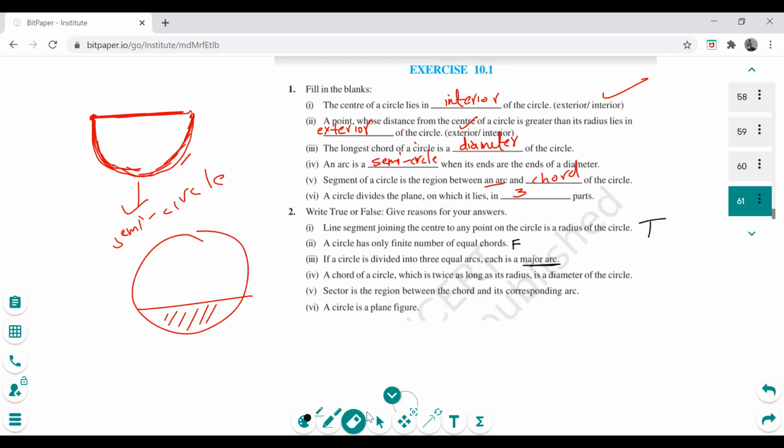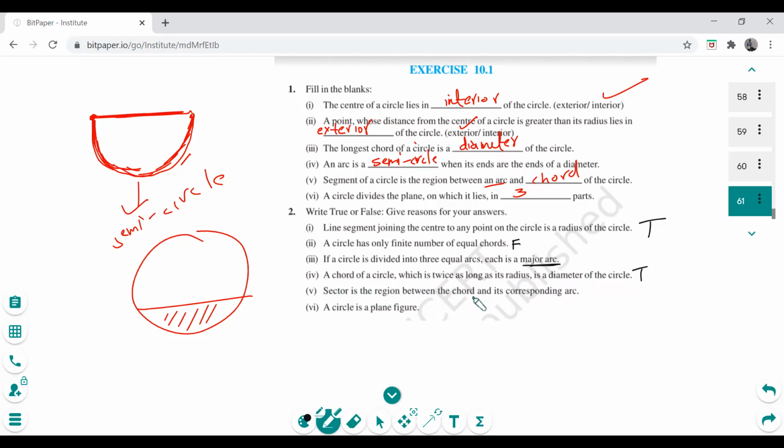Let's go for the next one. A chord of a circle which is twice as long as its radius is the diameter of the circle. Yes or no? True. Right? True.